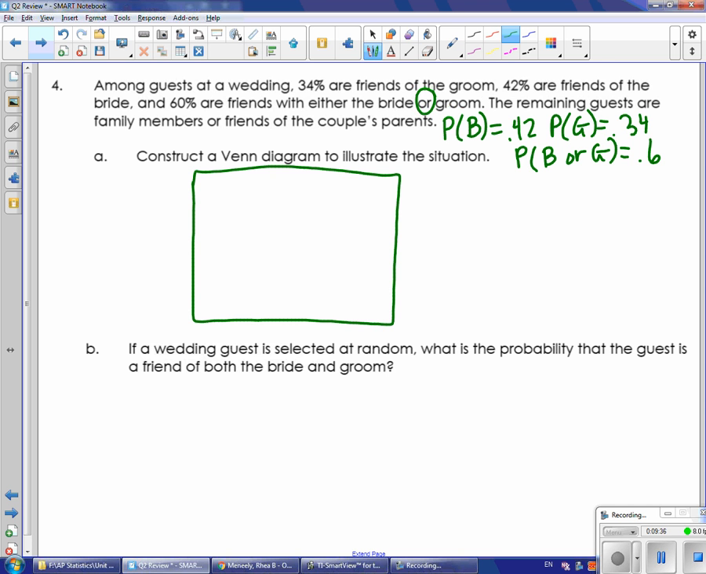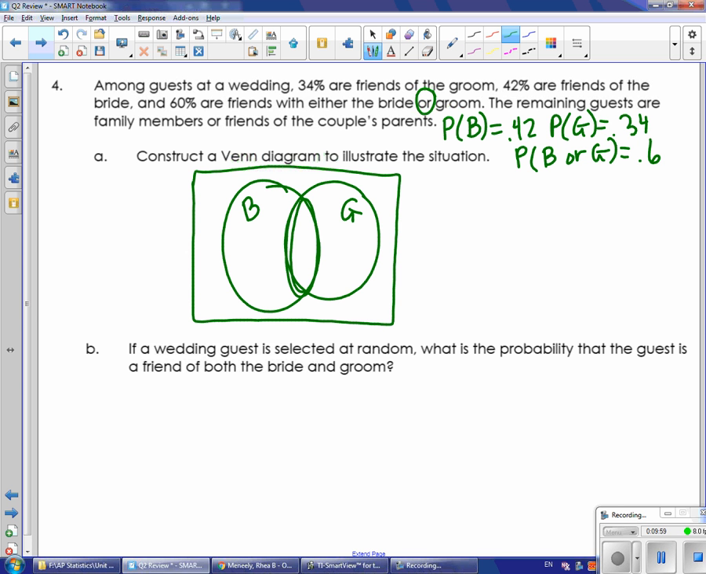Okay, so if I'm trying to do a Venn diagram, make sure that you have your population or your sample space identified with the rectangle. I'm going to go ahead and put my bride here, my groom here. Now normally we start with the overlap, and that would be the probability that a guest is a friend of both the bride and the groom. But I'm not given that information in the problem, so I have to figure it out.